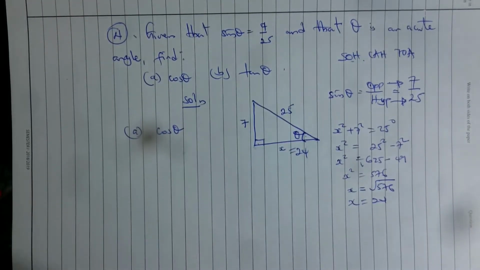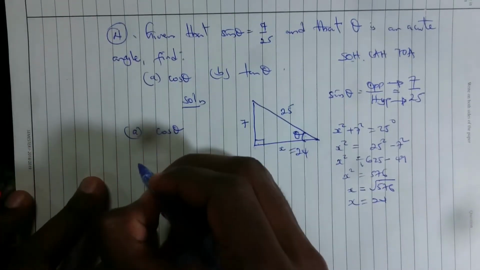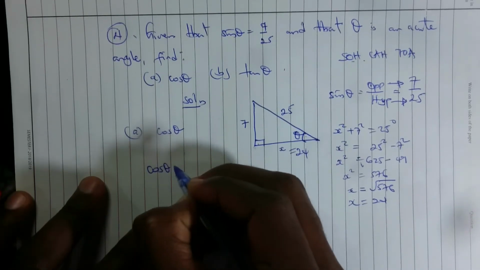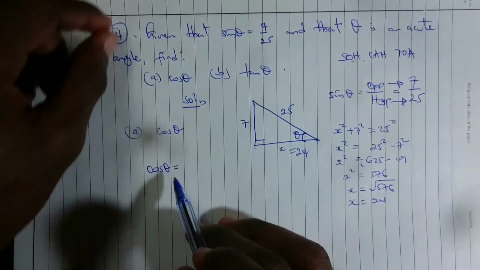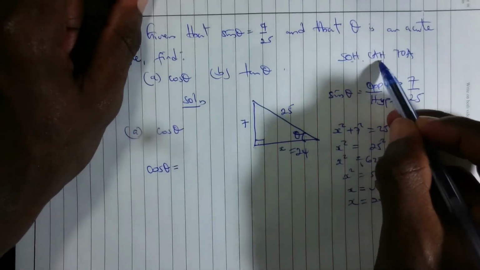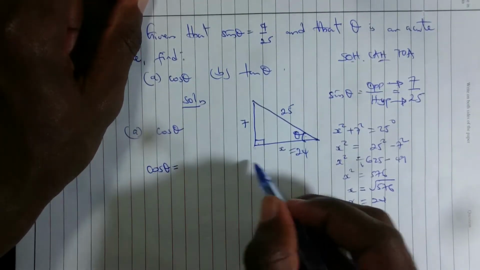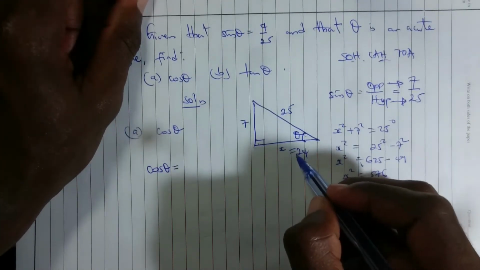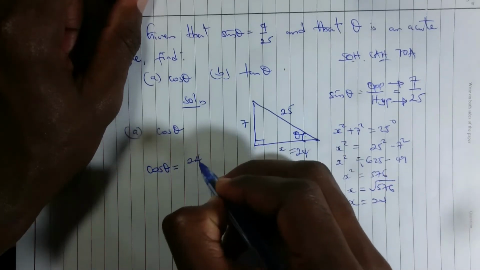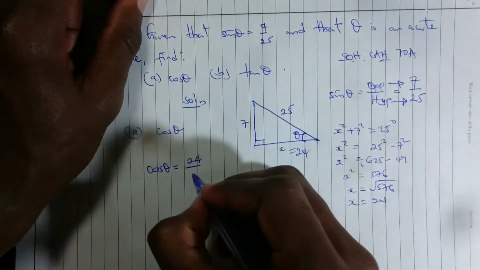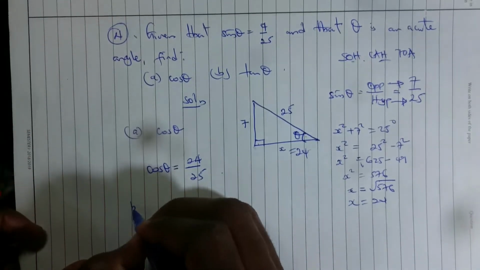Okay, now we go in here, we have our cos theta equals adjacent over hypotenuse, which is adjacent 24 over hypotenuse 25. Then what of our tan theta?